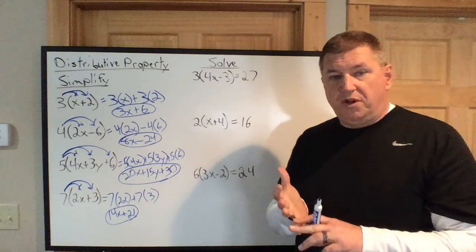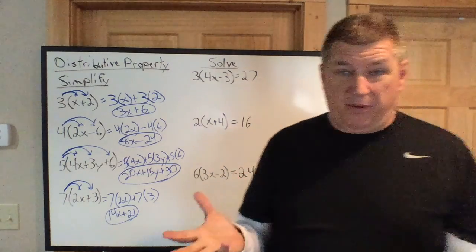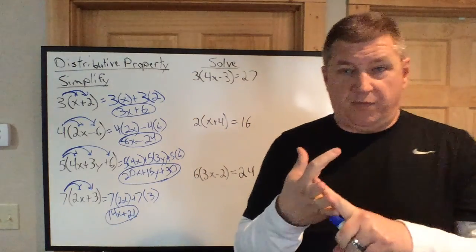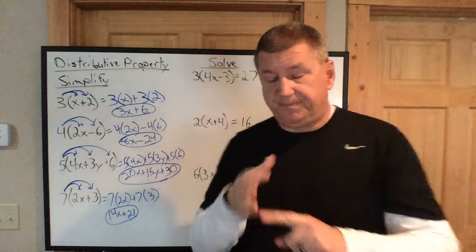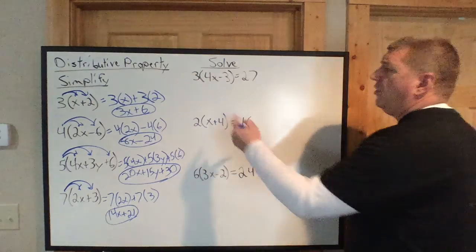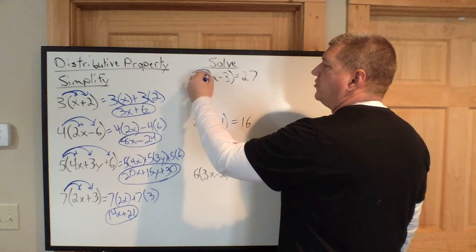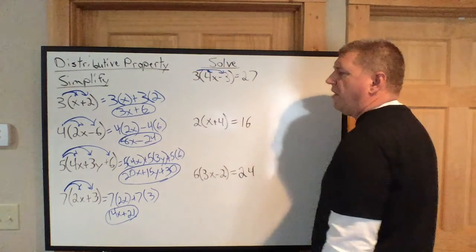This is where it becomes multi-step equations, because we're going to distribute, get rid of the term without the variable, and then get rid of the coefficient for the variable. So as we look at our first example, 3 times the quantity 4x minus 3 equals 27. We're going to distribute the 3 times the 4 and the minus 3.